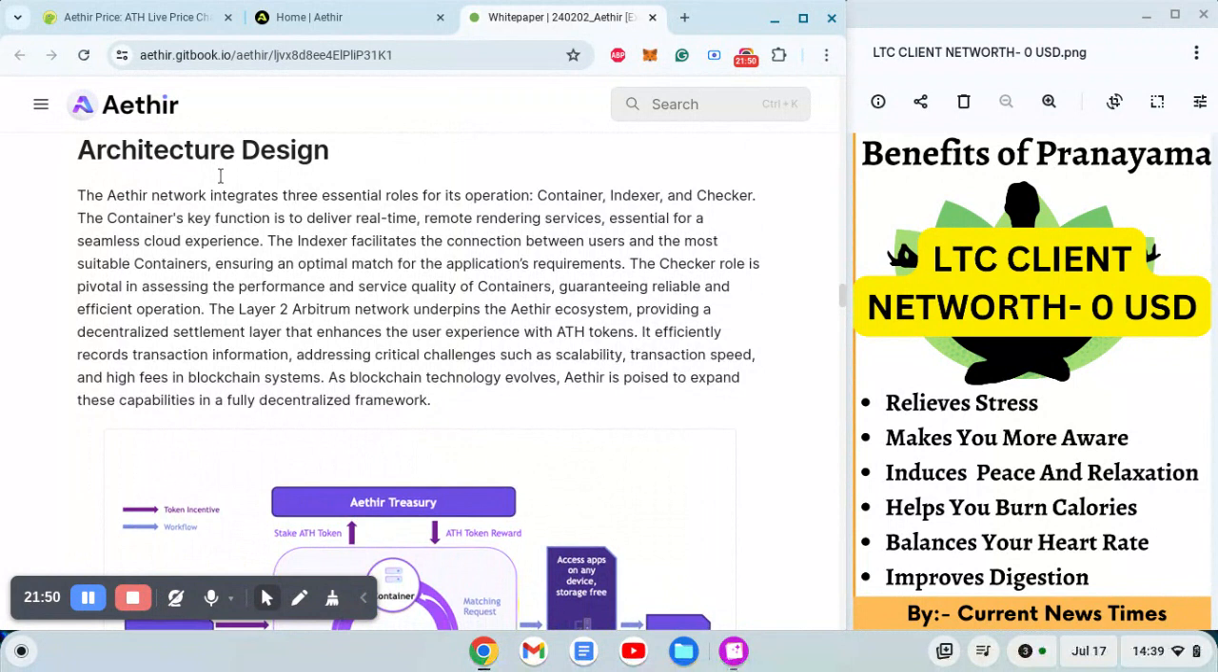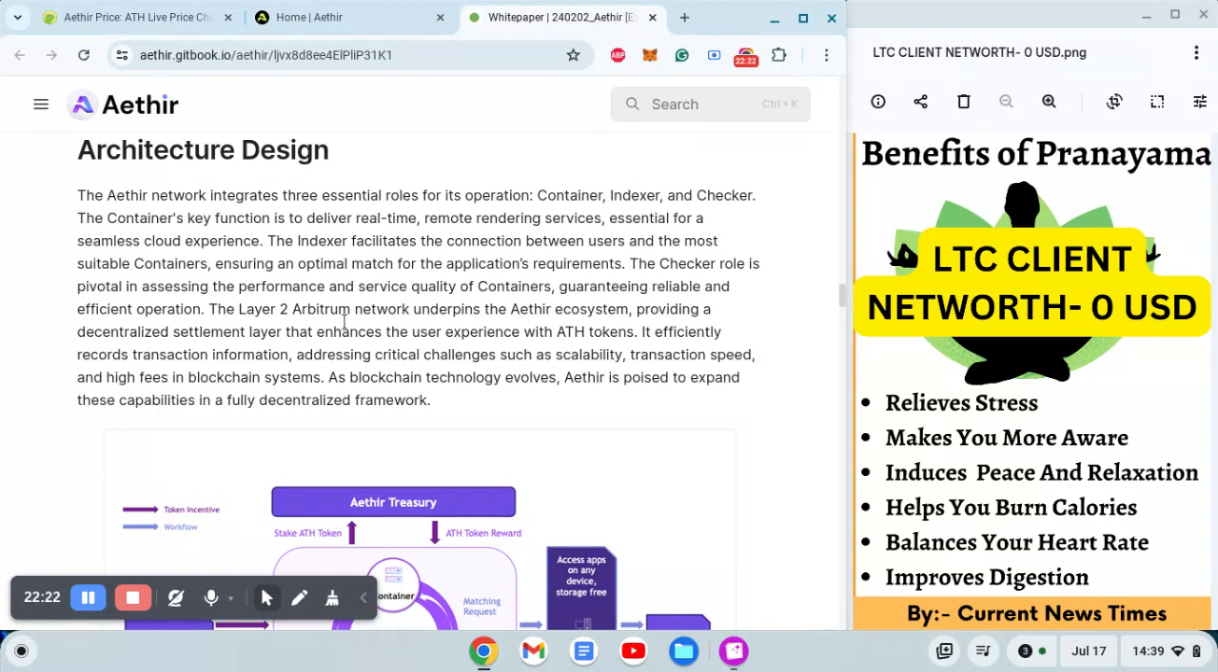Architecture design. The Aether network integrates three essential roles for its operation: container, indexer, and checker. The container's key function is to deliver real time remote rendering services essential for a seamless cloud experience. The indexer facilitates the connection between users and the most suitable containers, ensuring an optimal match for the application's requirement. The checker's role is pivotal in assessing the performance and service quality of containers, guaranteeing reliable and efficient operation.